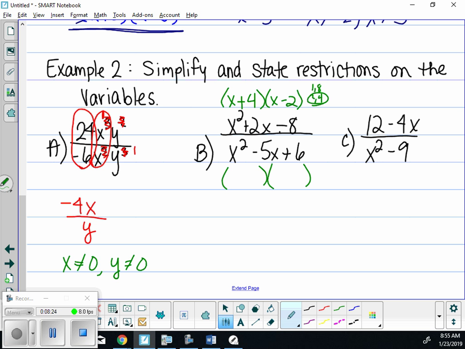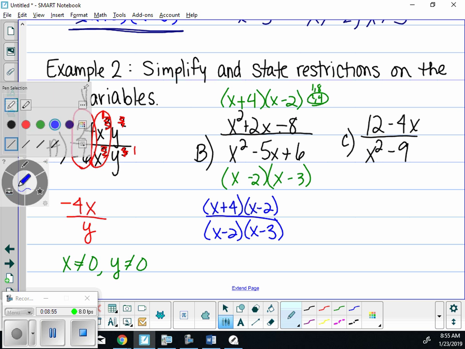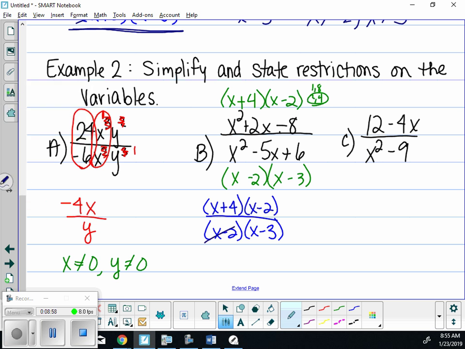But since they have to be the same sign, negative 2 plus negative 3 is going to add to negative 5, and negative 2 times negative 3 is going to multiply to 6. So there's our factored form. We have x plus 4 times x minus 2 over x minus 2 times x minus 3. We can cancel the x minus 2's. So our simplified form is x plus 4 over x minus 3.